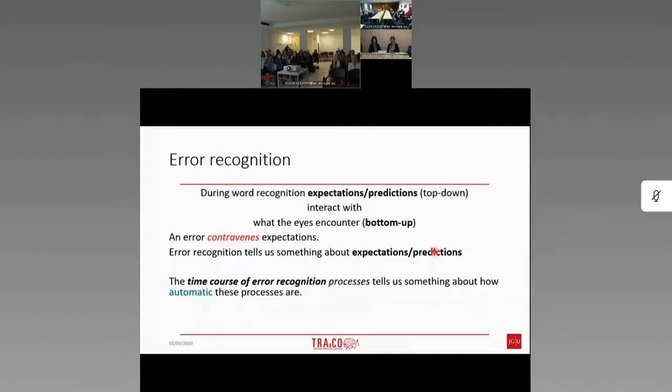So if it occurs very early, we assume the error recognition process is relatively automatic. If it only shows up very late, we assume that it is not entirely automatic in your mind. And then the kind of error that shows up either early or late tells us something about the nature of these error recognition processes.